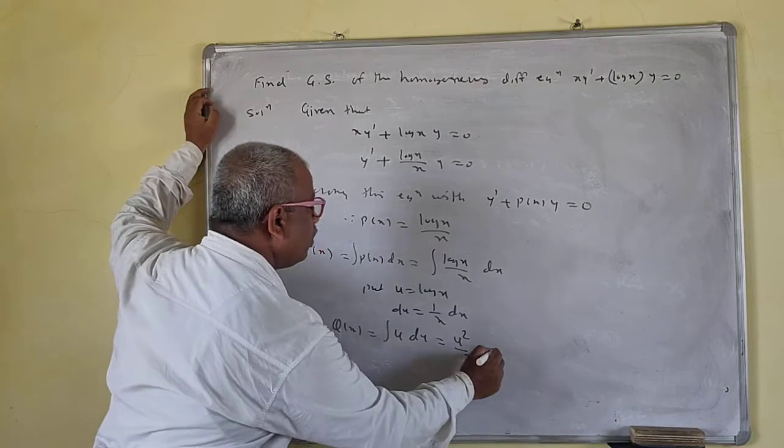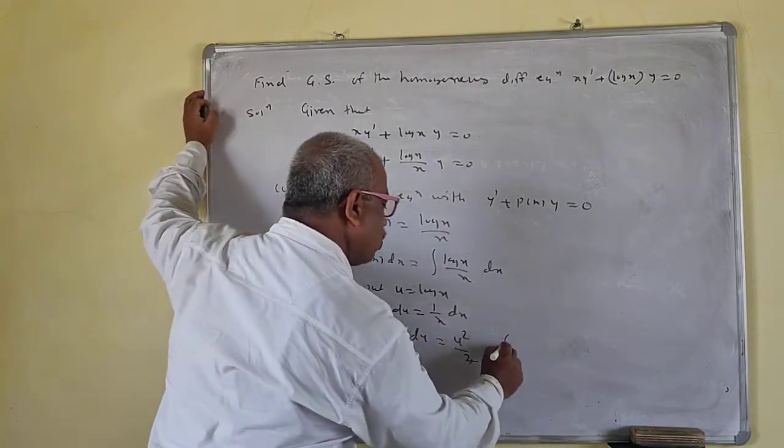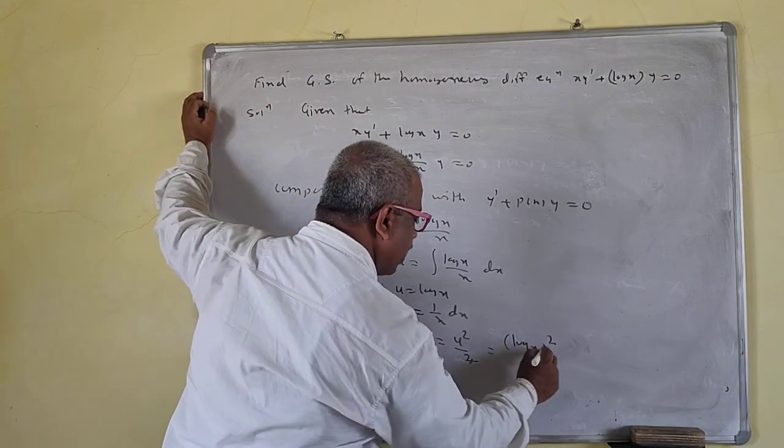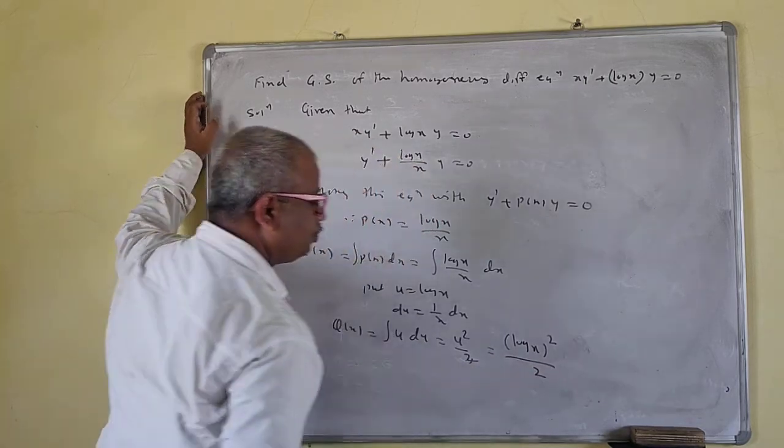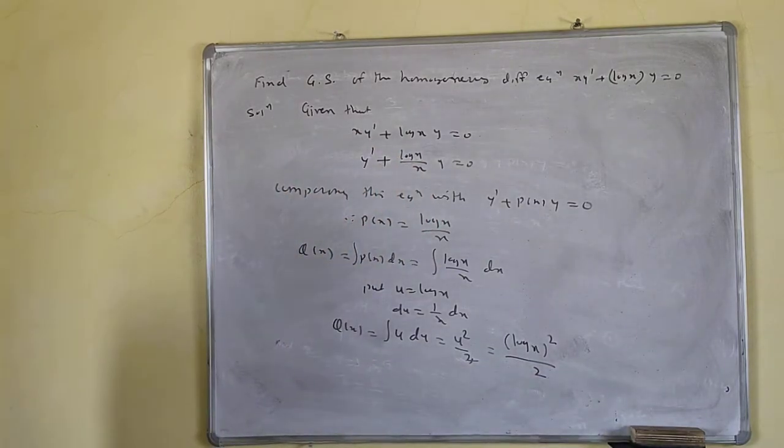So what is u? U is log x. So this is (log x) bracket square by 2. Log x bracket square by 2.